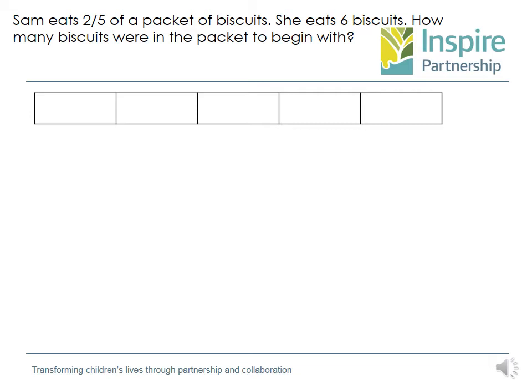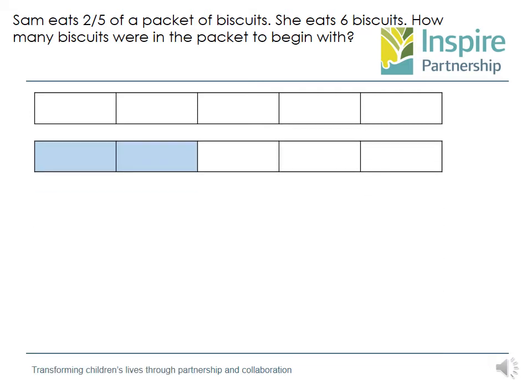Now, I've created another little bar model that goes alongside this, which is exactly the same, except 2 parts are shaded, and that's because my numerator on this question is 2. So 2/5 of the bar model has been shaded. In the question, we know that she eats 2/5 of a packet of biscuits, and that was 6 biscuits. So we know that 2/5 equals 6. The first thing I need to do is work out how much 1/5 is. So I need to do 6 divided by 2, which is equal to 3.